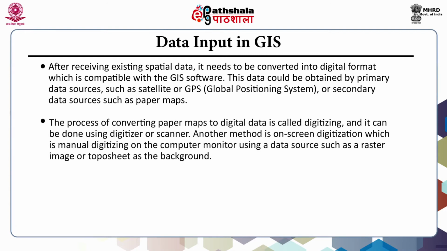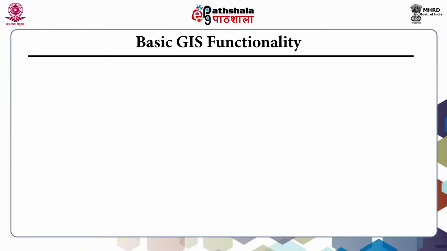The process of converting paper maps to digital data is called digitizing, and it can be done using a digitizer or scanner. Another method is on-screen digitization, which is manual digitizing on the computer monitor using a data source such as a raster image or topo sheet as the background. Now coming to the basic GIS functionalities.